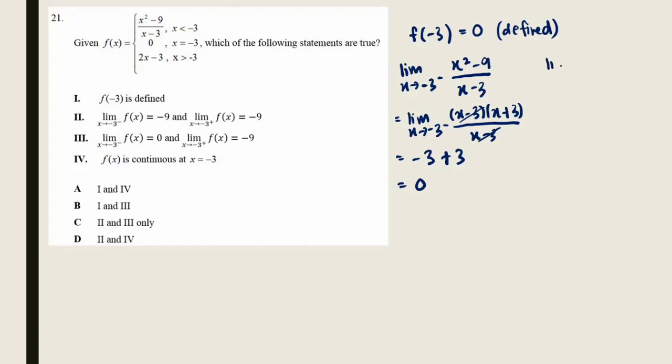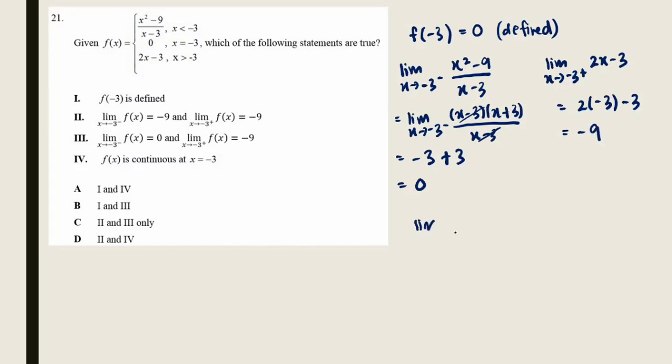If we check the limit from the right of -3, our function is 2x minus 3. So just substitute our value. We're going to have 2 times -3 minus 3. That will be -6 minus 3, which is equal to -9.